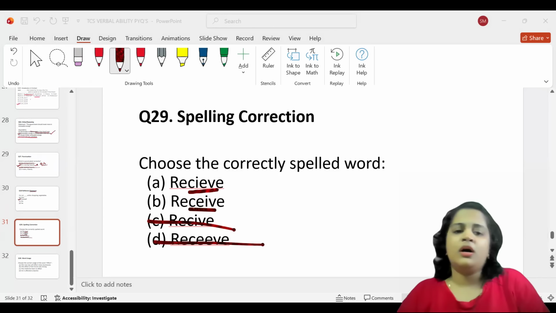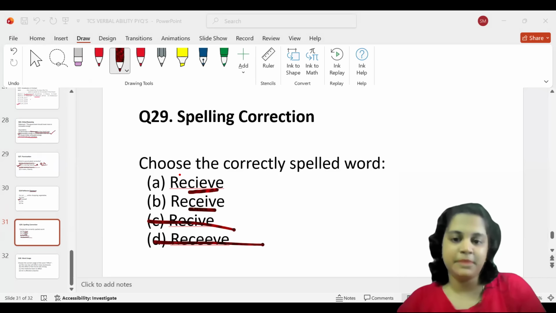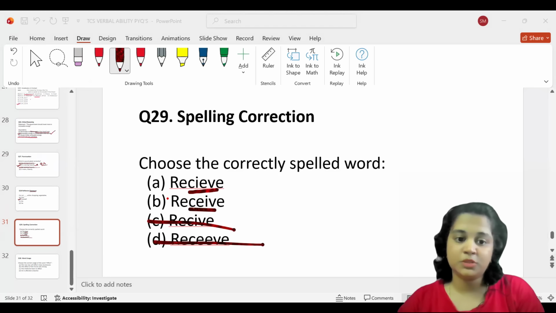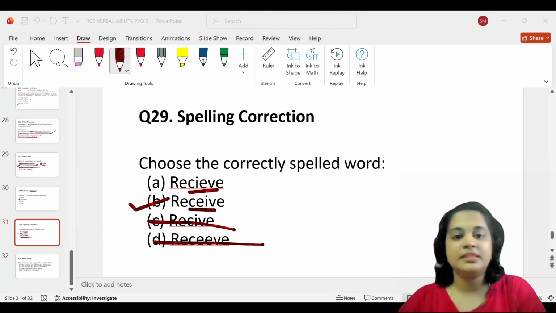So, if at all you're clear with it, well and good. Otherwise, some people can get confused with it. But the correct word is option B, which is RECEIVE. That is the correct spelling for receive. Okay.